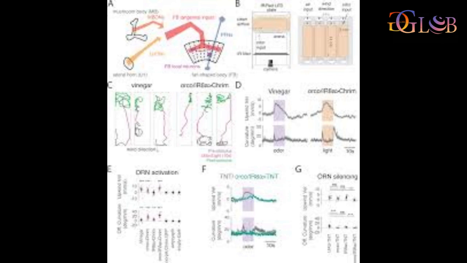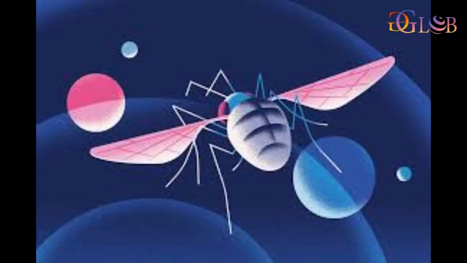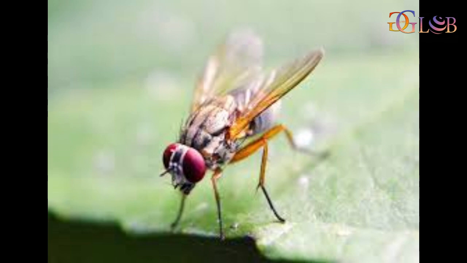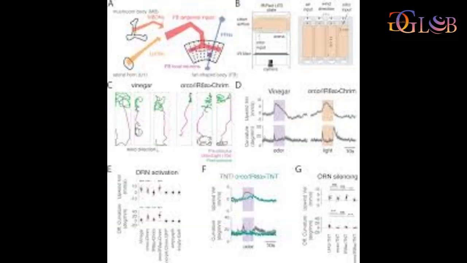Using machine learning algorithms and data collected during previous studies on fruit flies, the researchers tried to determine how these processes might be carried out within a region of the insect brain known as the central complex.